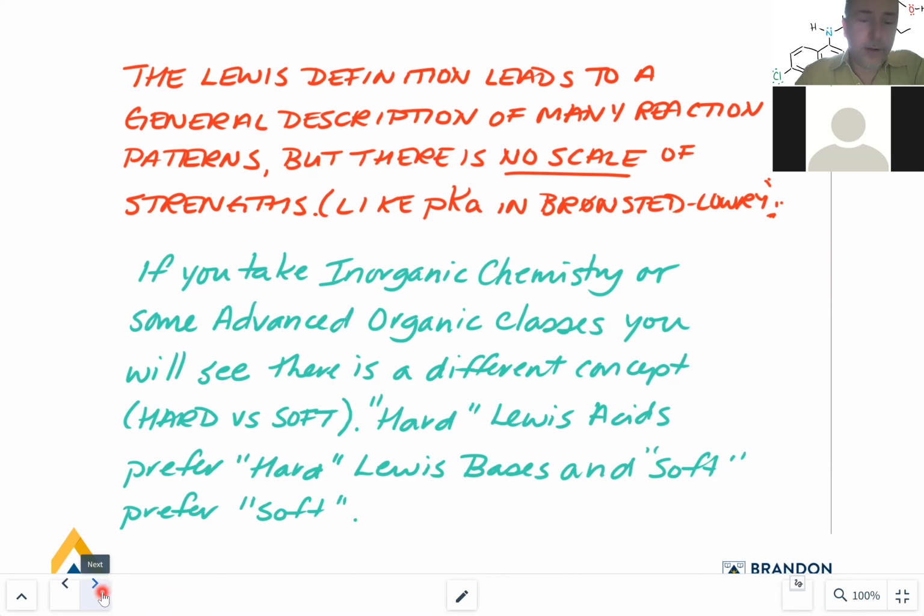So there is no scale for Lewis acids and bases. It's more a hard, soft sort of thing. Oxygens are hard, sulfides are soft. The way we would look at that is oxygen is higher on the periodic table, sulfur is lower. As you get down the periodic table, it tends to get softer and softer.